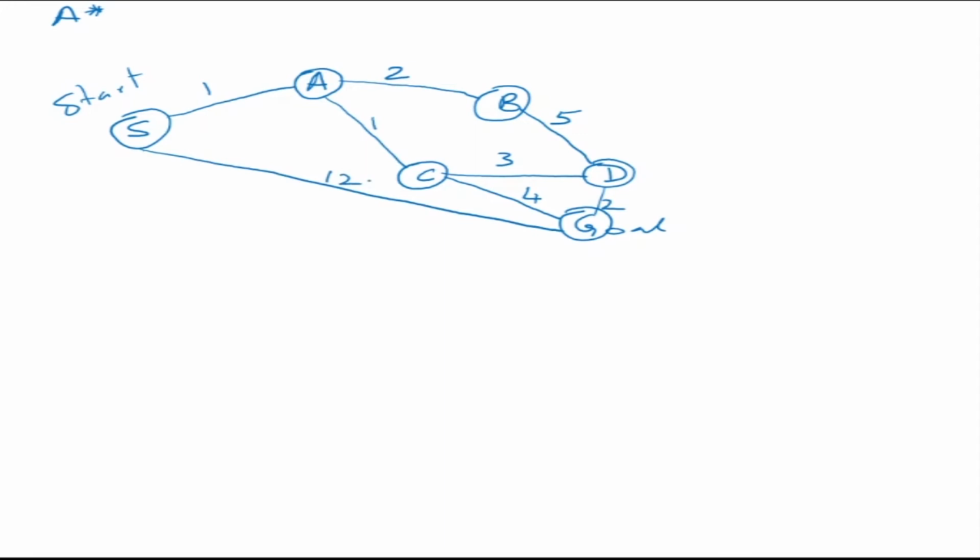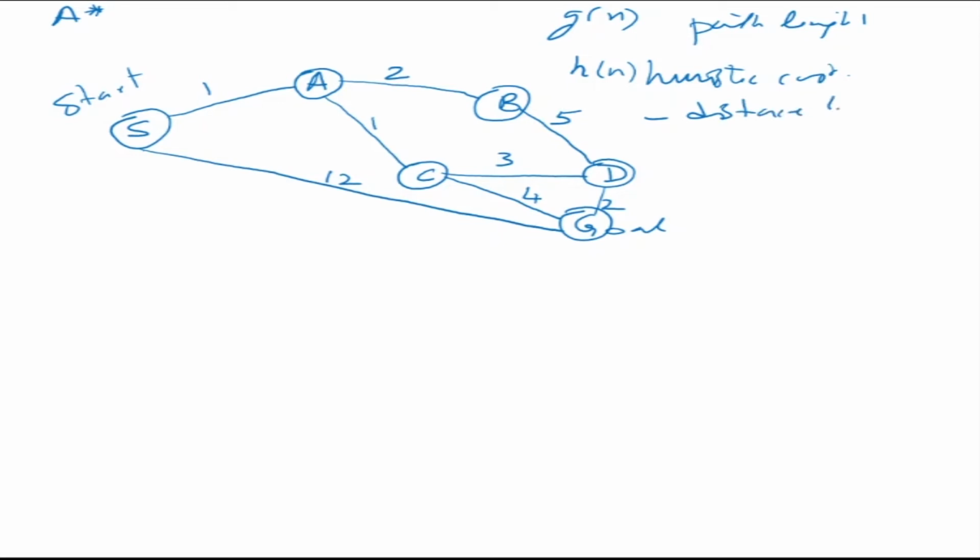Now this is one set. These are the path lengths. So here we have the GN, which has to do with the path lengths, as in the previous case. But we also have a heuristic function. Sorry, we have a heuristic cost. Now this heuristic cost is HN. This could be the heuristic cost, could be the distance to goal from that particular node.